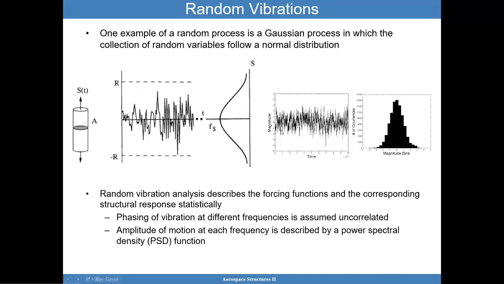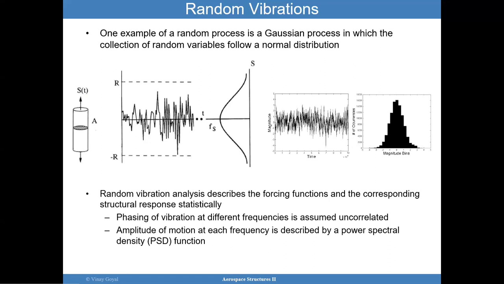Another way to look at it is that you have magnitudes that are varying randomly over time, but I can calculate the number of occurrences for the peak amplitudes, and I can determine the number of occurrences for the lower amplitudes of vibrations. Random vibration analysis describes the forcing functions and the corresponding structural responses statistically. We have to do it statistically, and we cannot do it deterministically because the inputs are not periodic or repetitive.